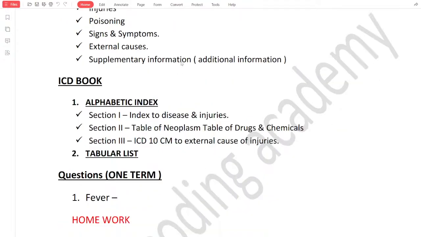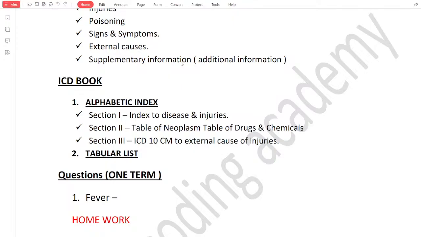And the textbook is a very big textbook. It contains mainly 2 sections: the alphabetic index and the tabular list. In the alphabetic index there are 3 sections: section 1, section 2 and section 3. Section 1 contains the index to diseases and injuries. Normal diseases are there, injuries are there. Okay, this is our basic thing.